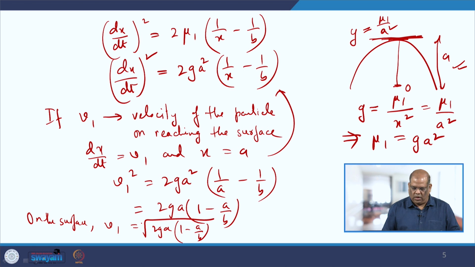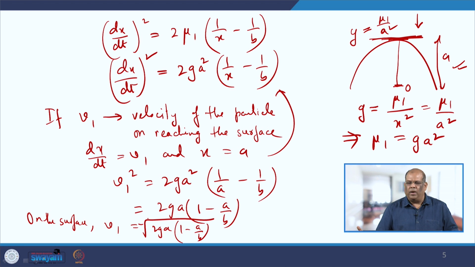Though I put a positive sign here, since it is falling in this direction and x is measured from this point, the value of x decreases with time, and hence the velocity should actually be taken as a negative quantity.